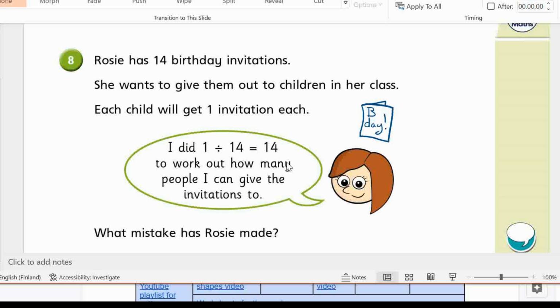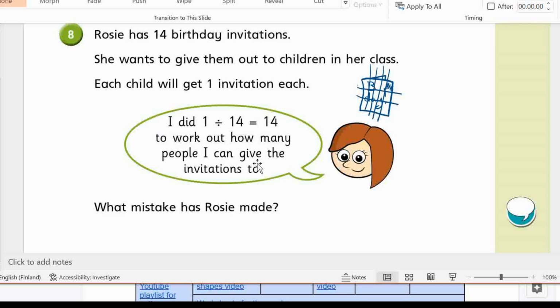Yeah. B-day invitation, and she has cut it up into 14 bits. Well, I don't know how you do that. You cut this. Then there's 1, 2, 3, 4, 5, 6, 7, 8, 9, 10, 11, 12, 13, 14. Okay, so she'd have to cut up 1 birthday invitation into 14 pieces. That's obviously not what she's doing. She says she has 14 birthday invitations, and she's giving them out to, well, each person will get 1. Yeah, so that doesn't work.